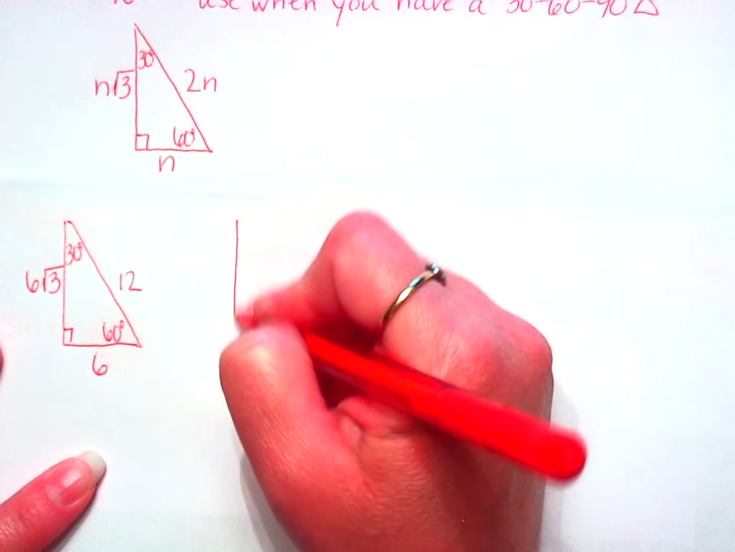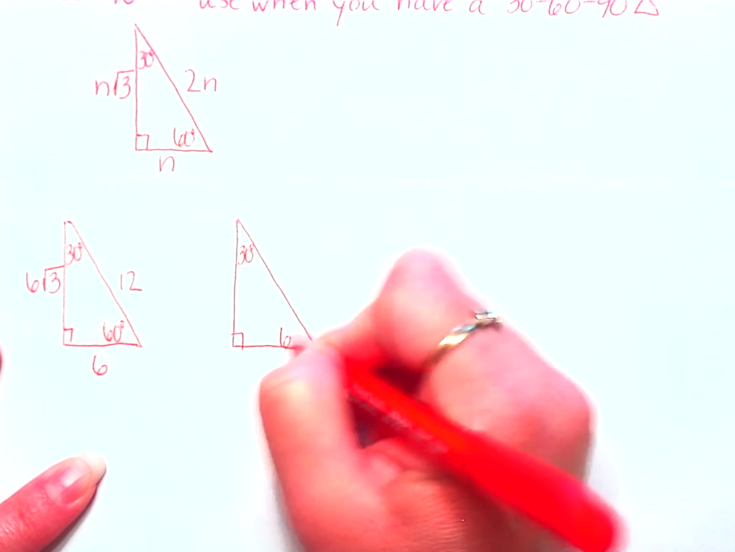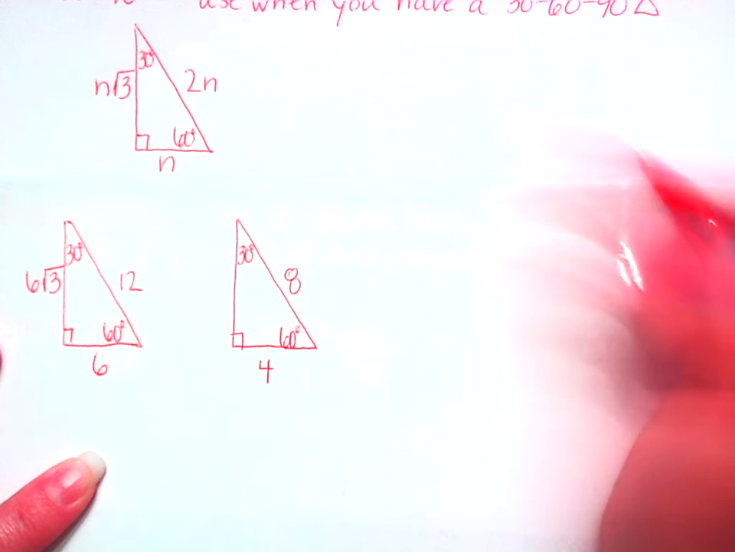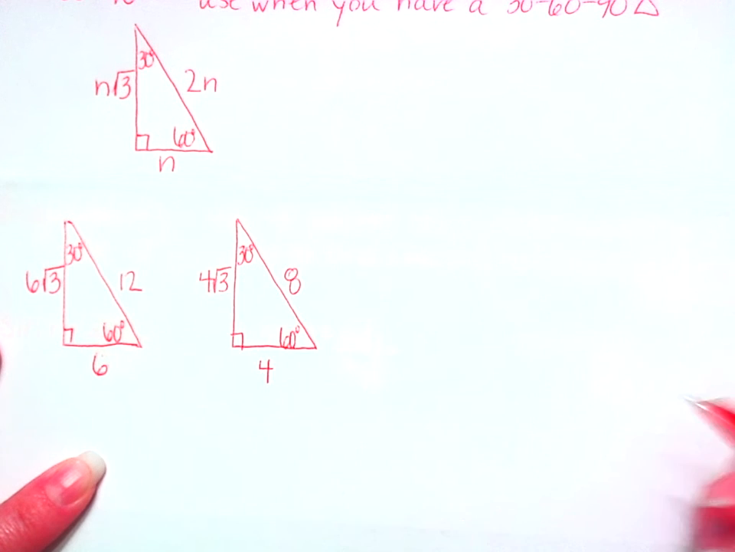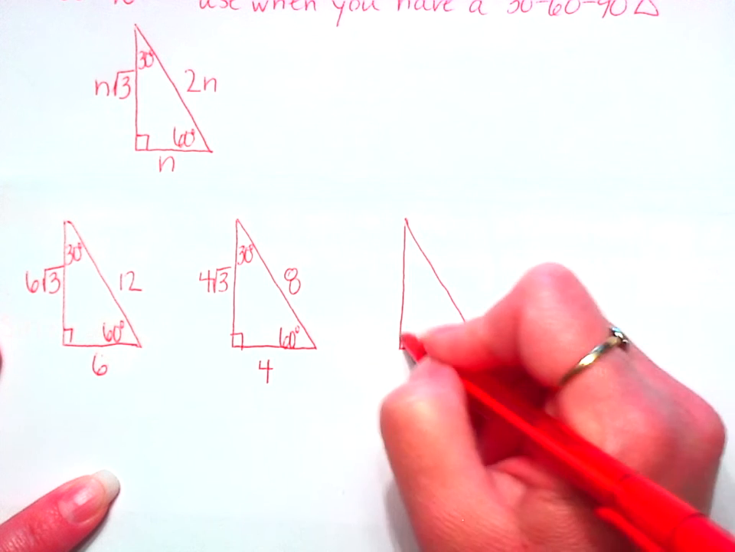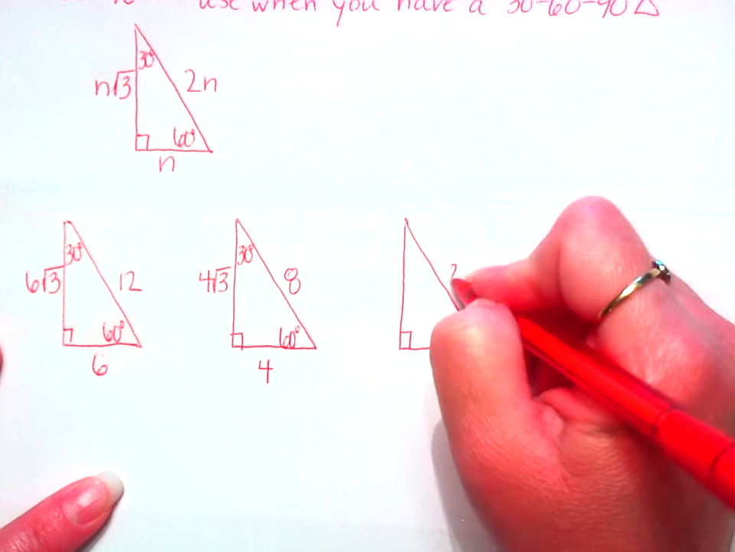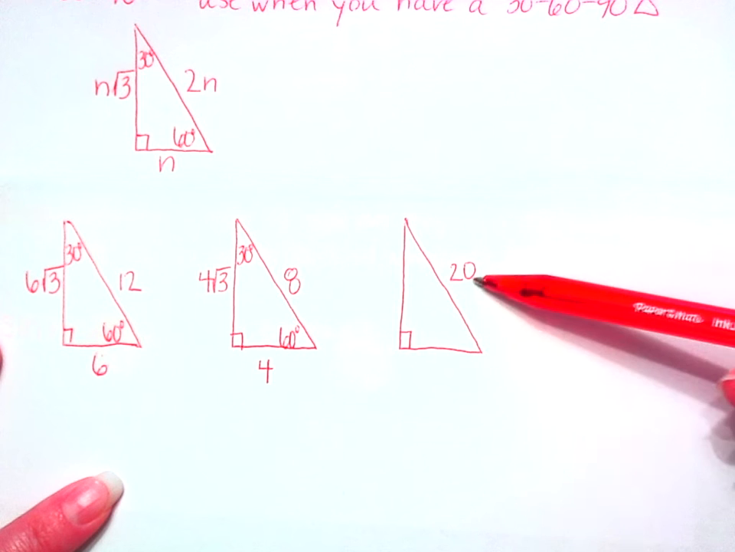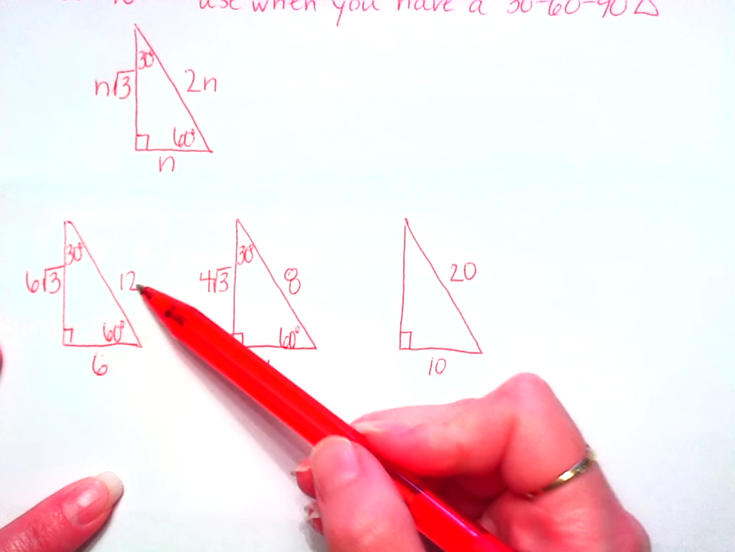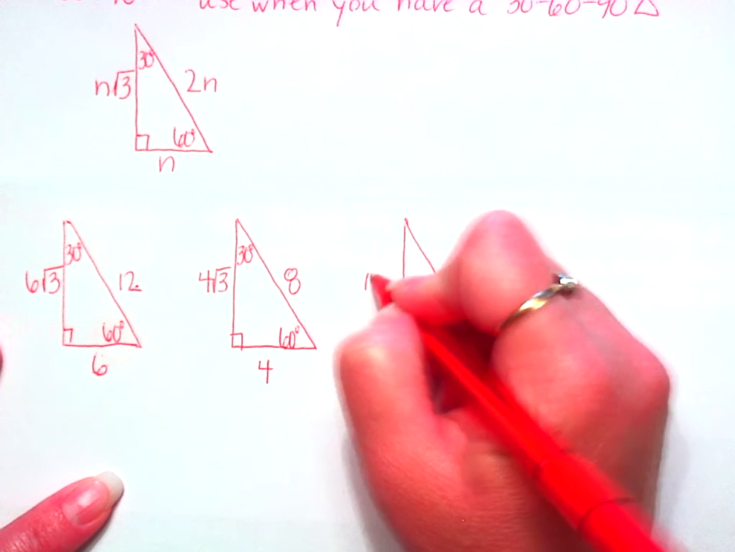Let's do another one. We'll keep it easy again. This is 4. This will be 2 times that, so it'll be 8. And this side will be 4 square root 3. Okay, sometimes they'll give you the hypotenuse. So let's say that this is 20. That is your 2n, so your n is half of that. Your n is 10. Okay, just like all of these. This is 12, this was 6. 8, 4. 20, 10. Okay, and then this side is 10 square root 3.